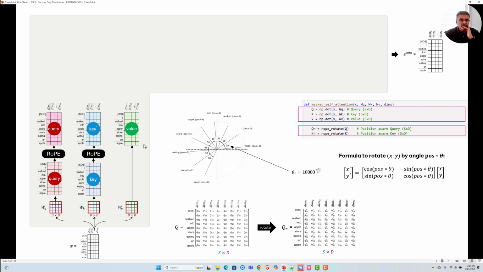The way you make this copy is you rotate them by these different angles. We already studied rope, right? So what you get is your QR, which is the rotated matrix for the query copy, and KR, which is the rotated key copy. So this is pretty straightforward.